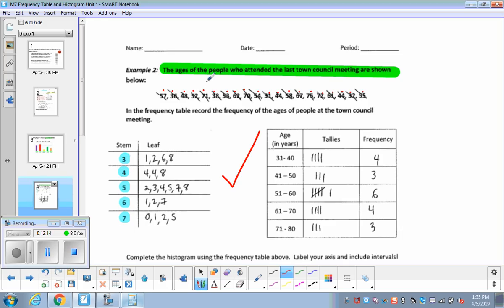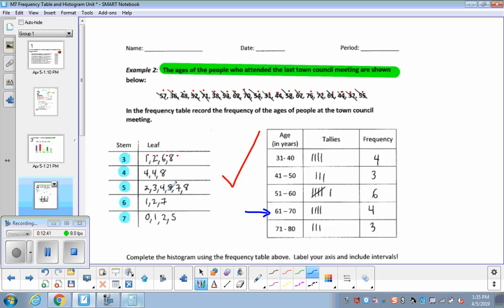Now you can use either the list or the stem and leaf plot to tally up the ages that fall into these different intervals. So for example, if I look at the stem and leaf plot, the ages of people who are 31 to 40, I tally 1, 2, 3, 4. There's my 4. Now it matches up for the most part, but I do want to draw your attention very carefully right here to where the 61 starts.